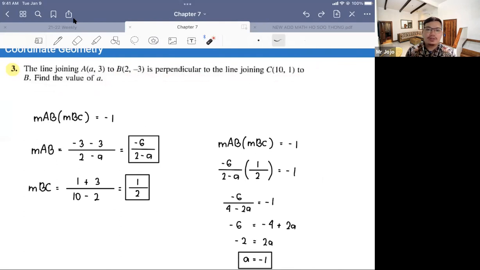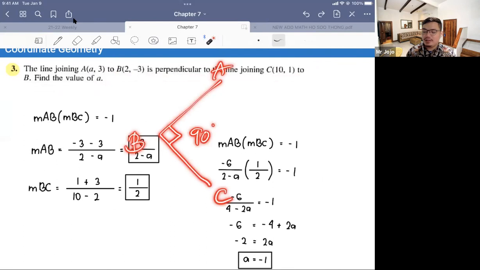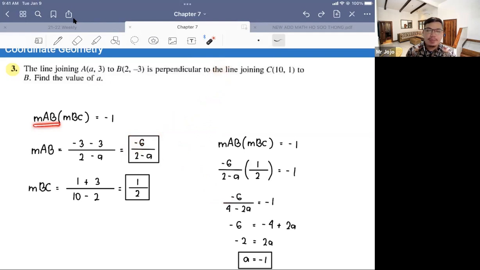Again, you have two lines here which are perpendicular to each other. Let's say this is line AB, and this is line BC. If they're perpendicular, they create a 90-degree angle, right? And from the property of perpendicular lines, the gradient of line AB, when multiplied by the gradient of line BC, will produce -1. This is true for all perpendicular lines and their gradients.